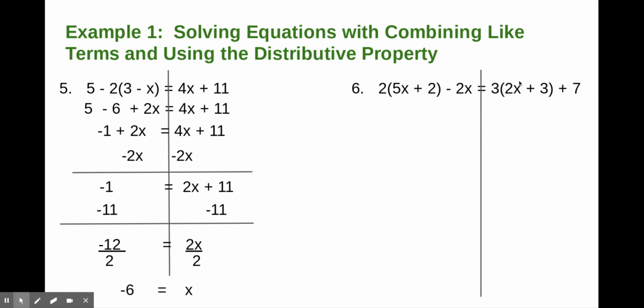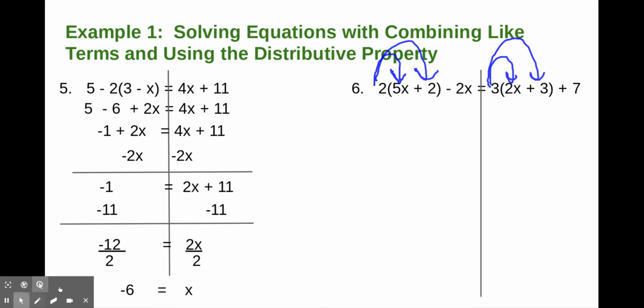I have parentheses. So we want to get rid of the parentheses first. And I have parentheses on both sides. So what is the number that I'm going to distribute? Well, I'm going to distribute the 2 over here on the left side, and I'm going to distribute the 3 over on the right side. And I'm only distributing it to the numbers that are inside the parentheses.